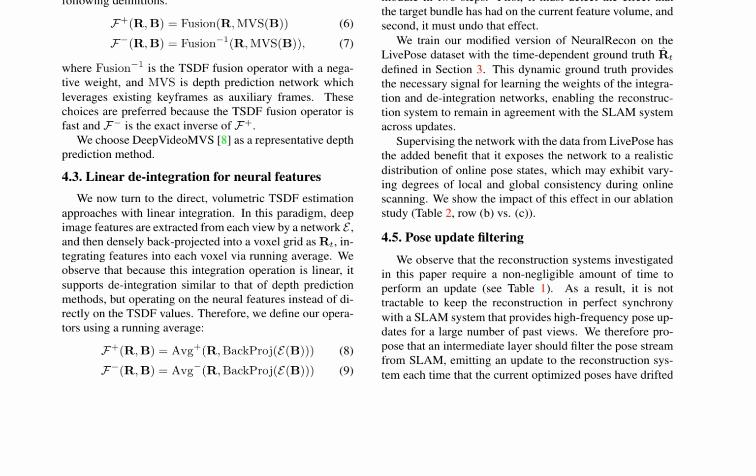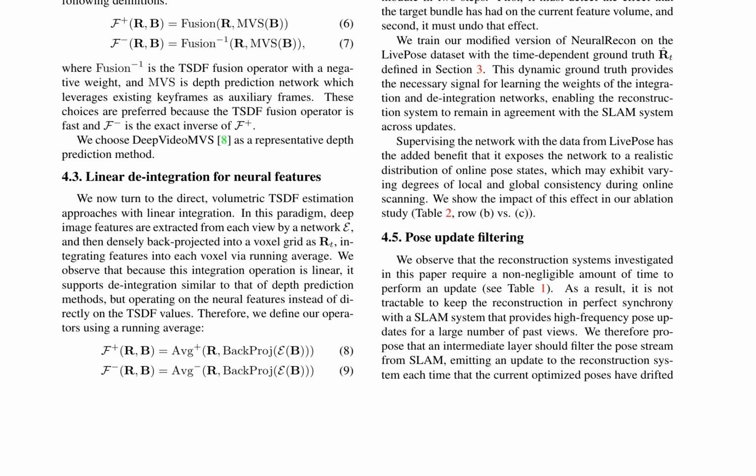Learned de-integration for neural features involves approximating the true de-integration function using a convolutional GRU, as shown in equations 10 and 11. The authors train their modified version of neural recon on the LivePose dataset with time-dependent ground truth, exposing the network to a realistic distribution of online pose states. This dynamic ground truth enables learning the weights of the integration into integration networks, ensuring the reconstruction system remains in agreement with the SLAM system across updates.